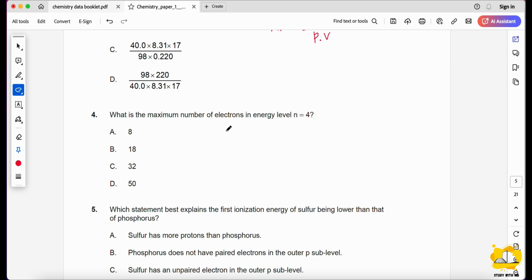What is the maximum number of electrons in energy level n equals 4? The number of electrons for n equals 1 is 2. So let me write it down here. If it's n1, the maximum electrons will be 2. If it's n2, the maximum will be 8. If it's n3, the maximum will be 18. If it's n4, the maximum will be 32.